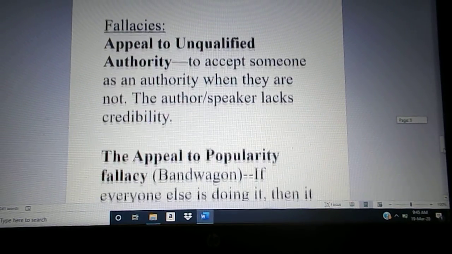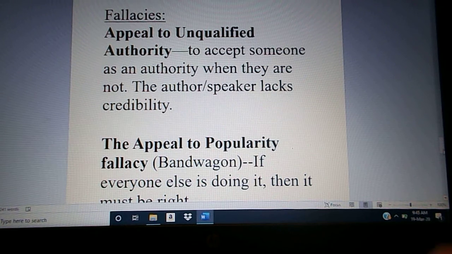And so, if we look at fallacies then, there are a couple different fallacies associated with this, but the main one is what we call an appeal to unqualified authority. And that is simply to accept someone as an authority when they are not, because the author lacks credibility. That's an appeal to unqualified authority.